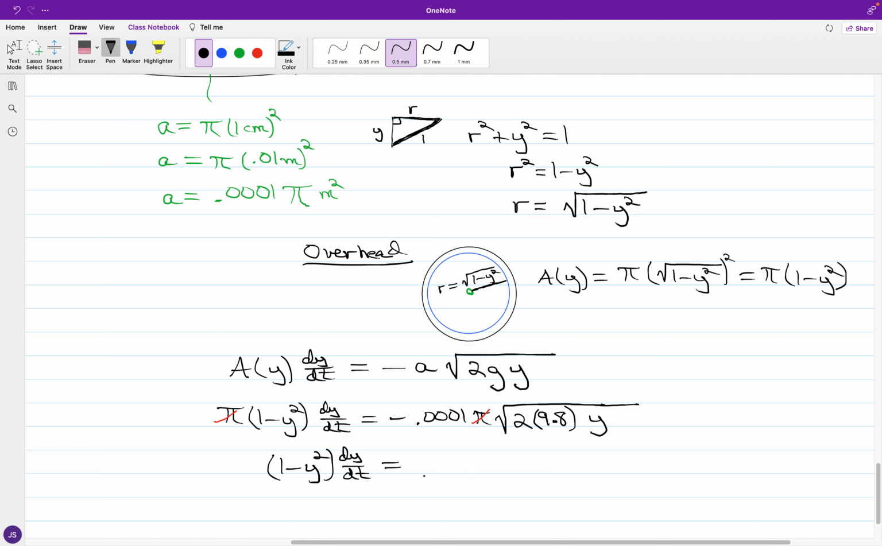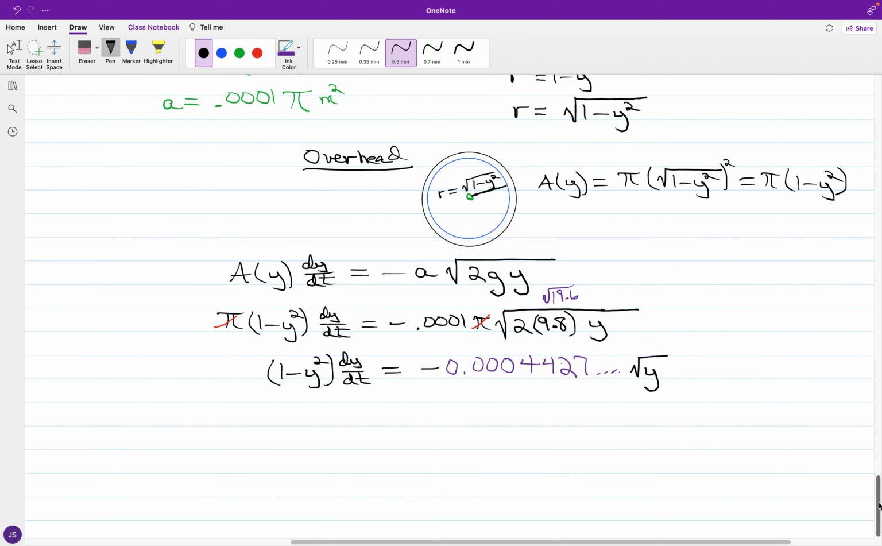is equal to the negative. And what I'll do here is, you've got the square root of 19.6, which would be 4 point something, multiplied by negative 0.0001. Let's say, for that figure, just approximating, you've got like negative 0.0004427 among the first digits. And again, we have times the square root of y.